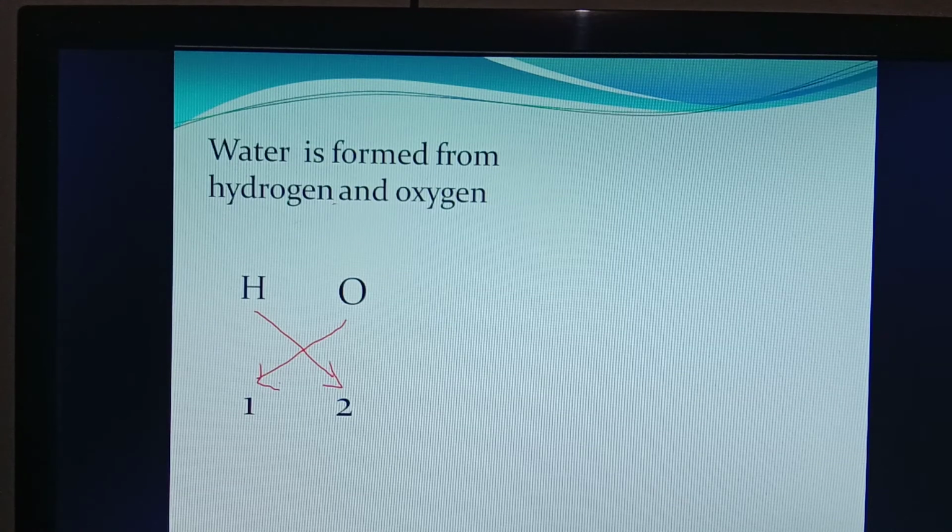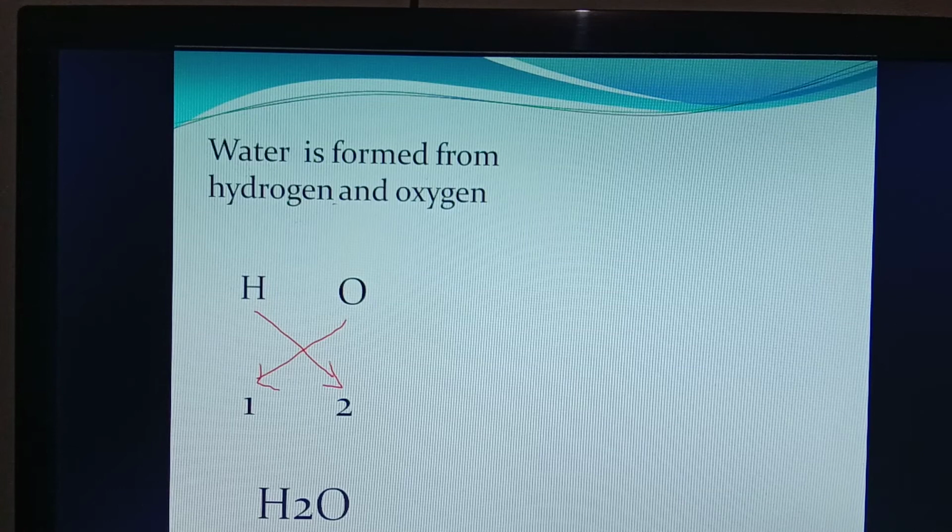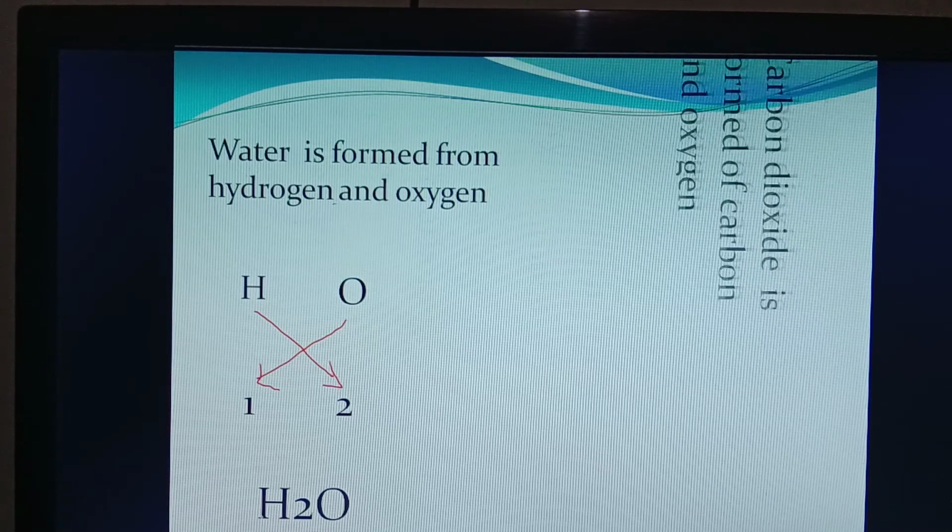Now, hydrogen arrow is pointing towards 2 and oxygen arrow is pointing towards 1. So, we'll get the formula as H2O. This H2O. Here you can see 2 is written smaller than H and O. It is in subscript. So, formula of water is what? H2O.